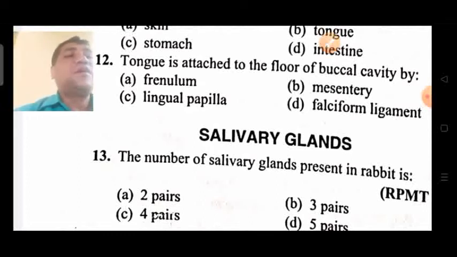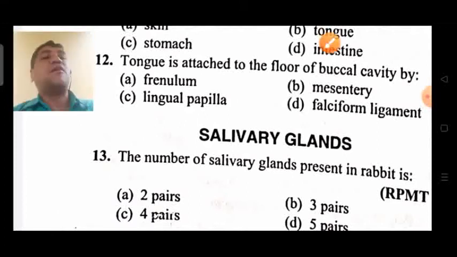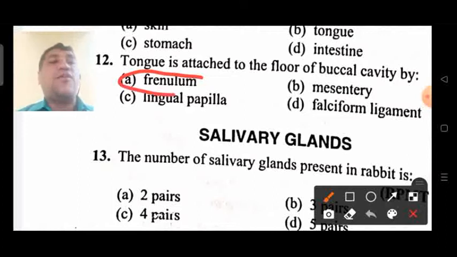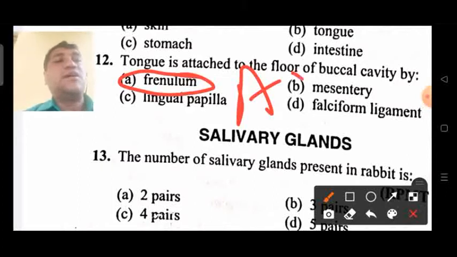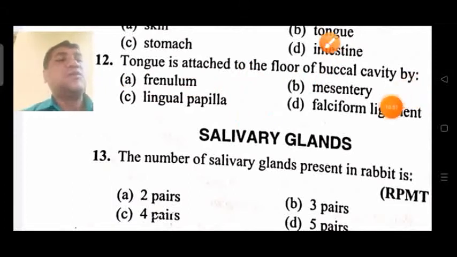And the falciform ligament is a type of ligament which connects the liver, but here the tongue is attached to the floor of the buccal cavity by the help of a specific fold called the frenulum. So option A is the answer for this question.